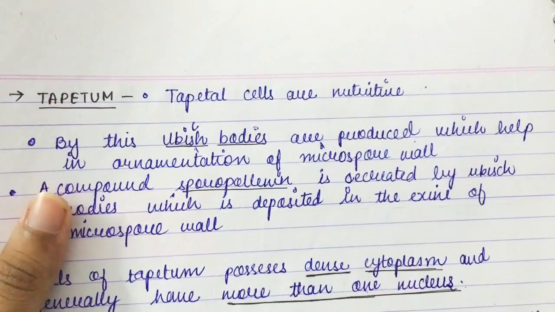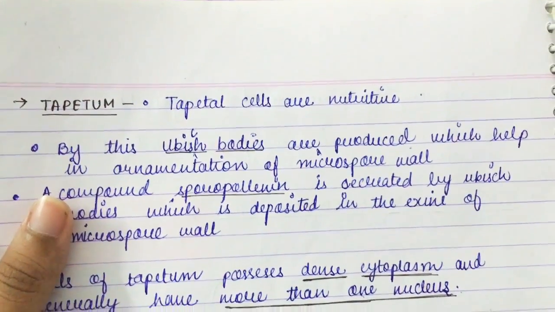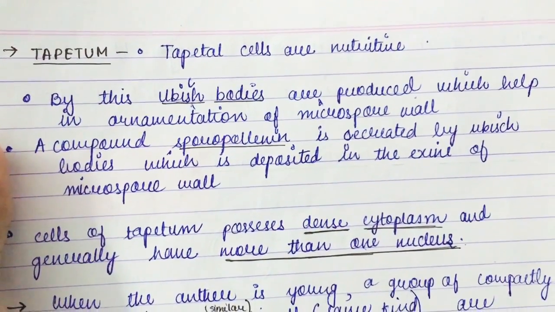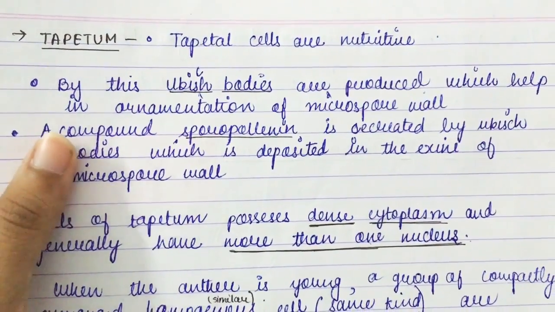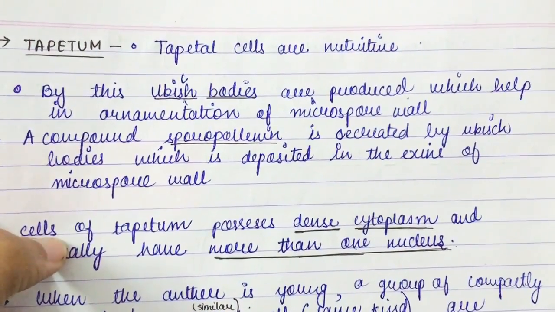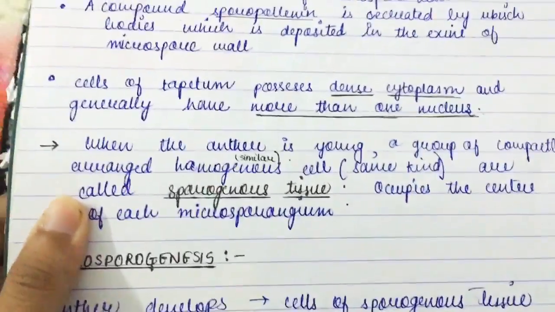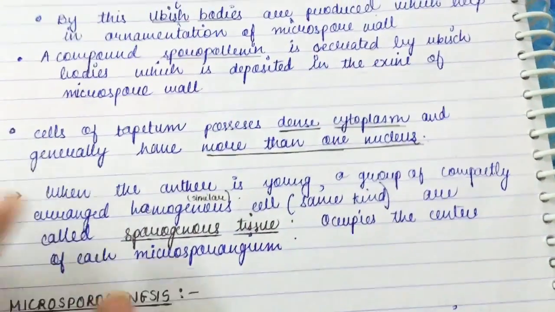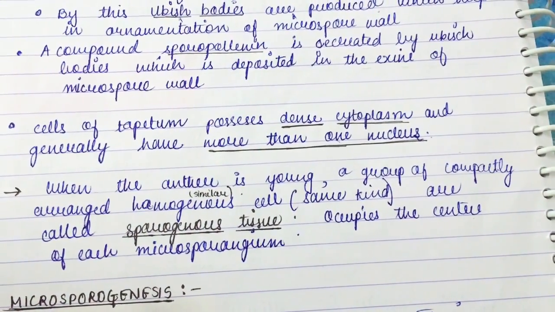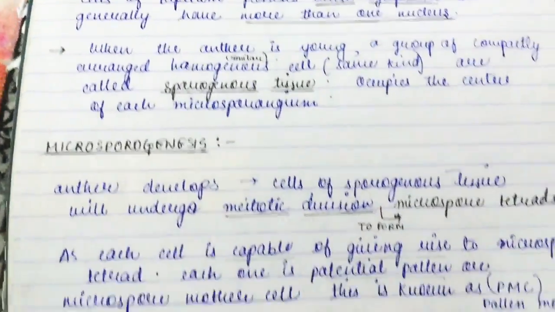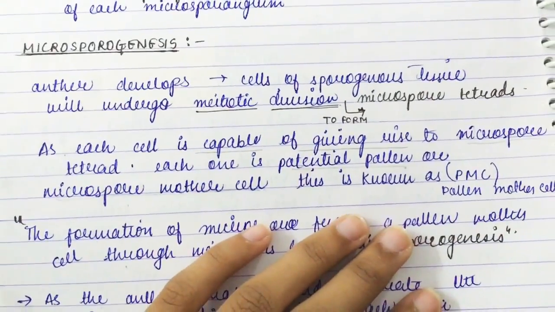Tapetum. Tapetal cells are nutritive. By this, Ubisch bodies are produced which help in ornamentation of microspore wall. A compound sporopollenin is secreted which is deposited in the exine of the microspore wall. The cells of tapetum possess dense cytoplasm and generally have more than 1 nucleus. When the anther is young, a group of compactly arranged homogeneous cells called sporogenous tissue occupies the center of each microsporangium. Okay, so next topic is microsporogenesis.